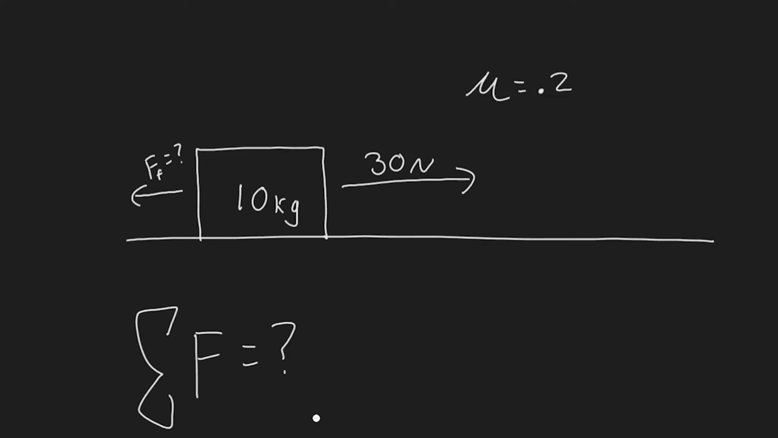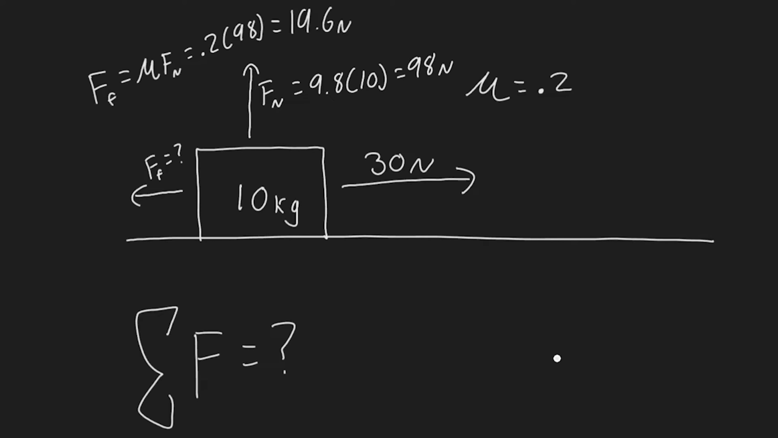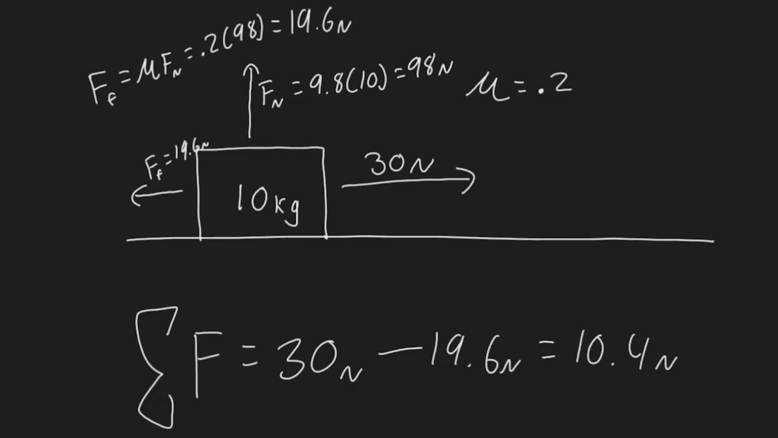To find the force of friction, we just take the normal force, which is 9.8 times 10, which is just 98, and multiply it by our coefficient of friction of 0.2, to get 19.6 newtons. Because the forces are in opposite directions, we subtract 30 minus 19.6 to get our net force of 10.4 newtons. And all of a sudden, if we stop pulling this object, we'll have a net force of negative 19.6 newtons, slowing it down until it stops.